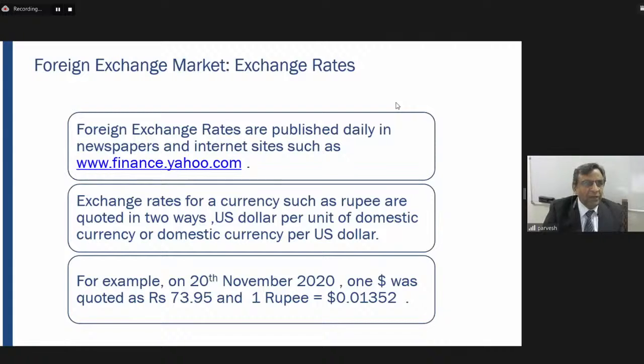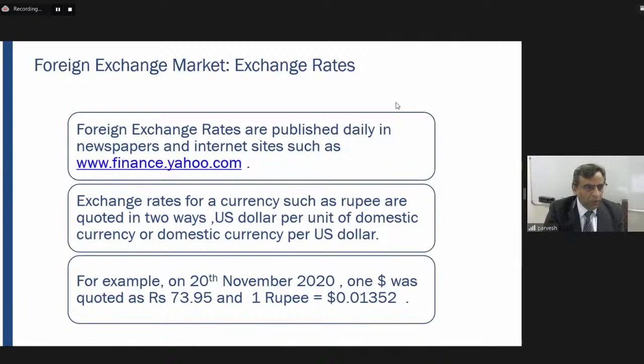Now this is a relevant quote for us Indians, because we would like to buy a dollar, either we are importing or exporting or traveling abroad. And the second quote is 1 rupee is equal to so much dollar. Now, this is an indirect quote, and normally we don't see it as an Indian, but this quote would be more relevant for the Americans because they would like to understand how much 1 rupee will cost them, how many dollars they have to pay.